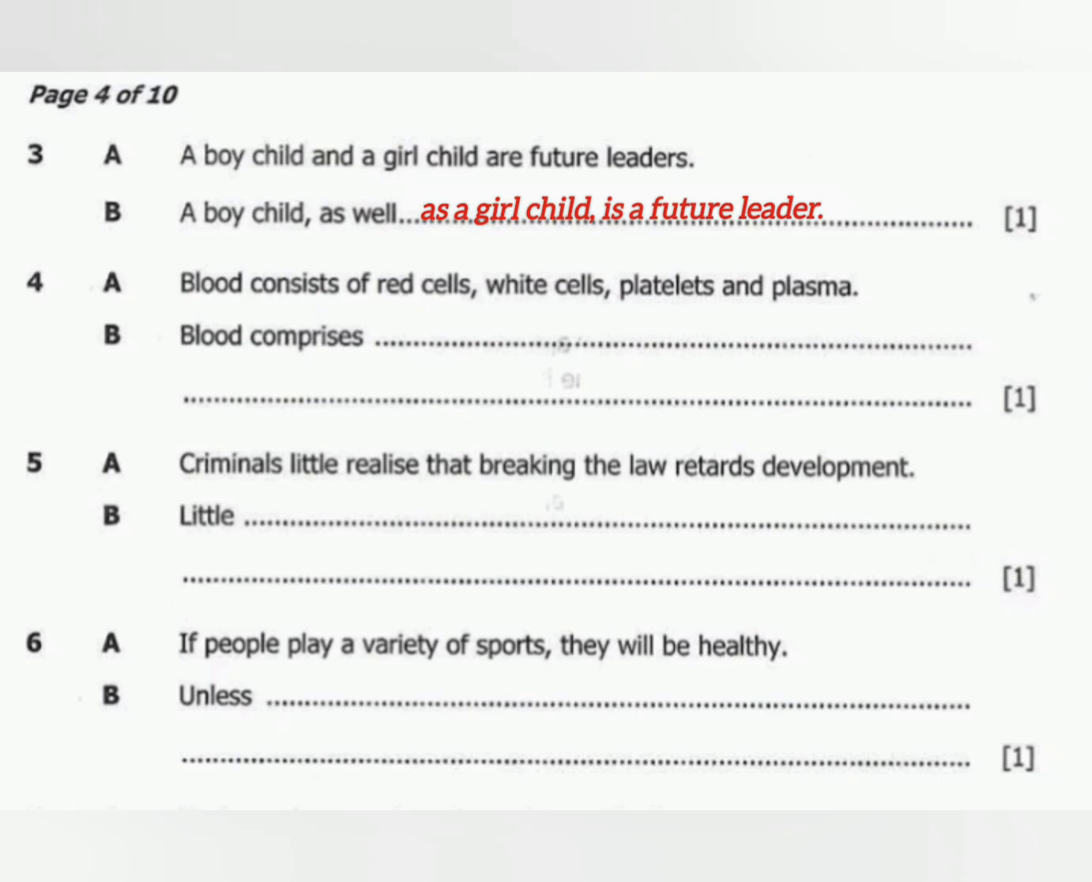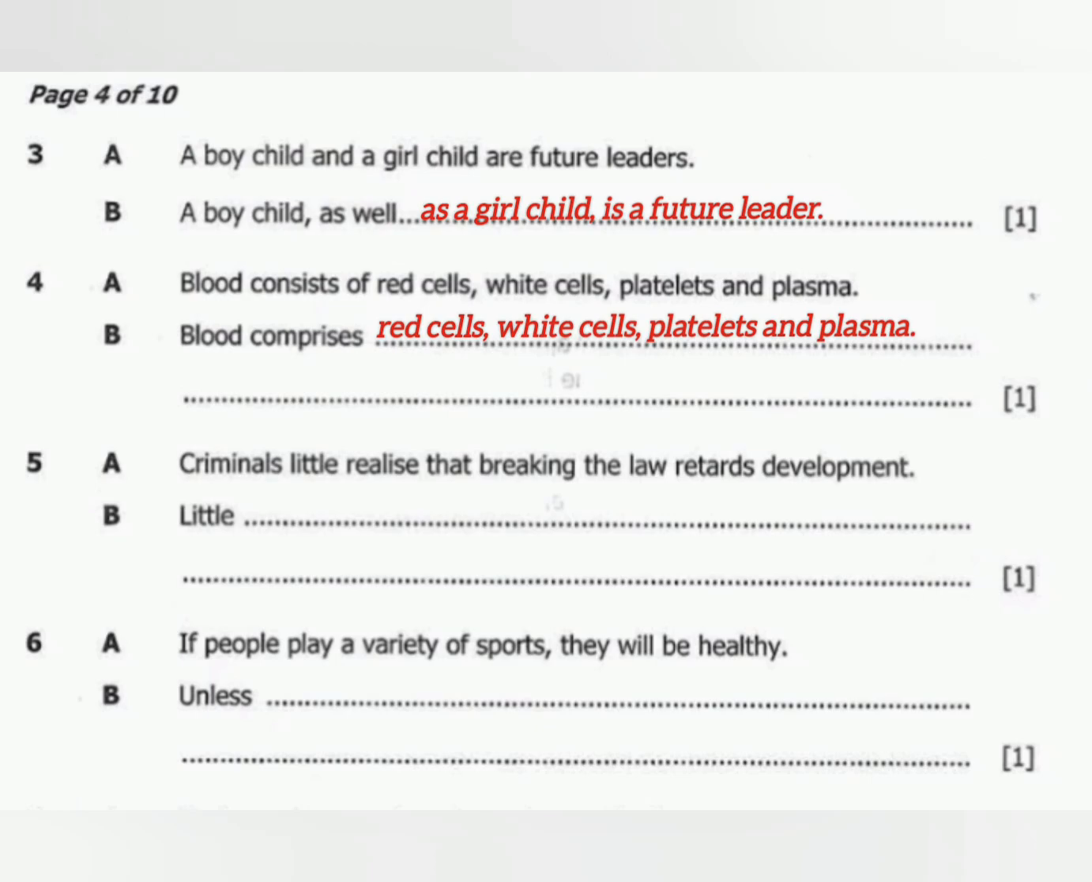Then as for question 4, A, blood consists of red cells, white cells, platelets, and plasma. Then as for B, blood comprises. Now, if you use the word comprises, you are supposed to exclude "of". So it is going to sound like this: Blood comprises red cells, white cells, platelets, and plasma. That's all.